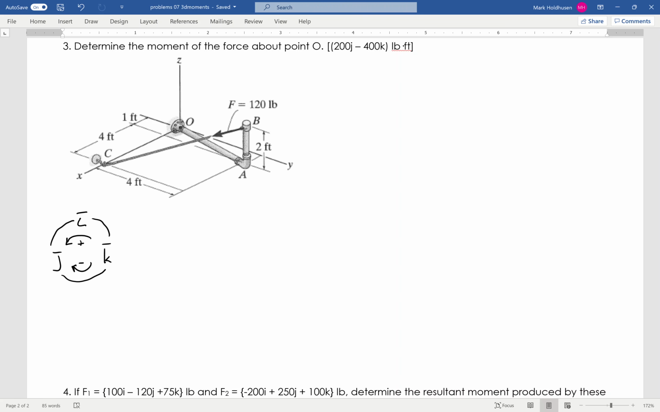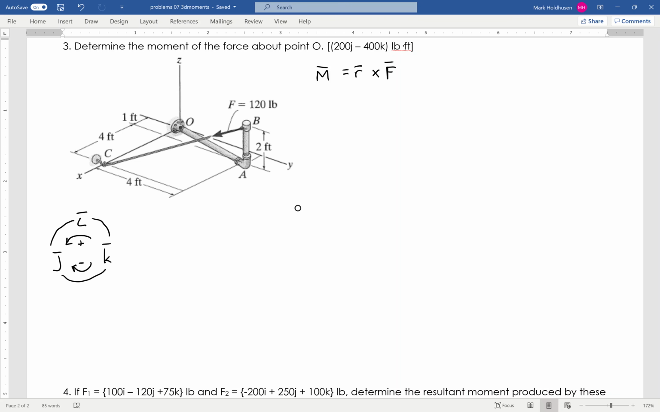I want to find the moment of that 120-pound force about point O. And we'll remember that the moment is found by an r vector crossed with an F vector. And that r vector goes from the point O to anywhere along the line of action of the force. And the force vector is the force vector. So I can choose which r vector I use.